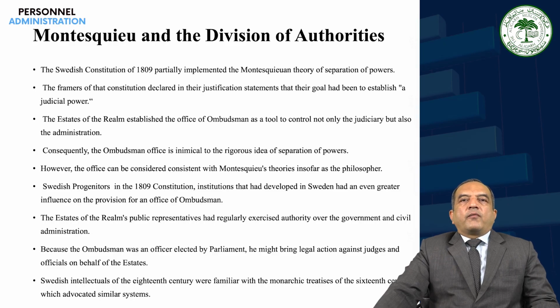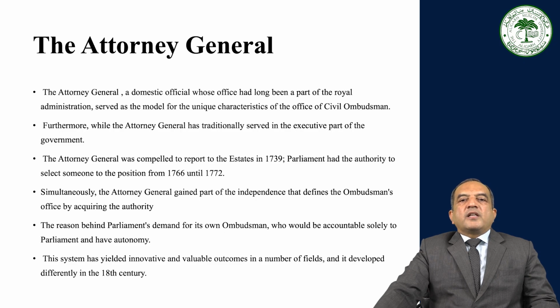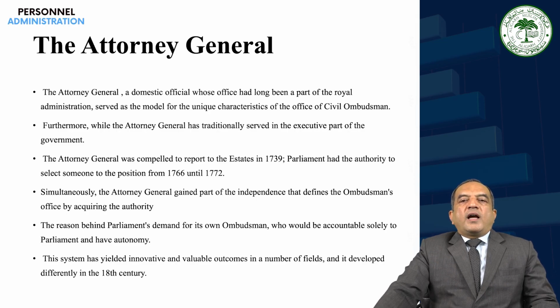The role of the justice in the medieval kingdom of Aragon was to defend common people from the official abuses of law. Swedish intellectuals of the 18th century were familiar with the monarchic treatises of the 16th century, which advocated a similar system. It appears even more likely that an attorney general, a domestic official whose office was no longer a part of royal administration, and who had the authority to supervise judges and other officials in the application of new law, served as a model for the unique characteristics of the office of civil ombudsman.